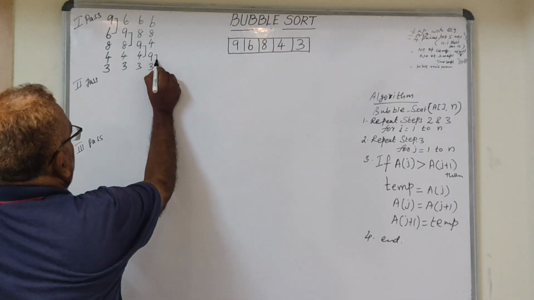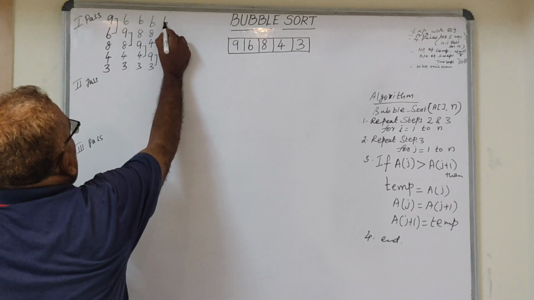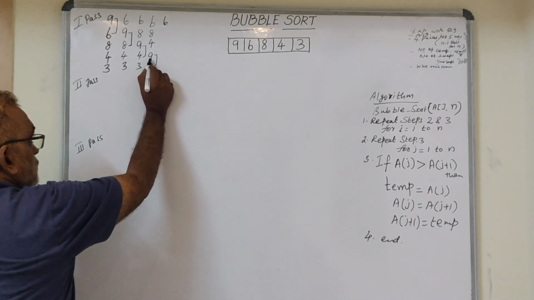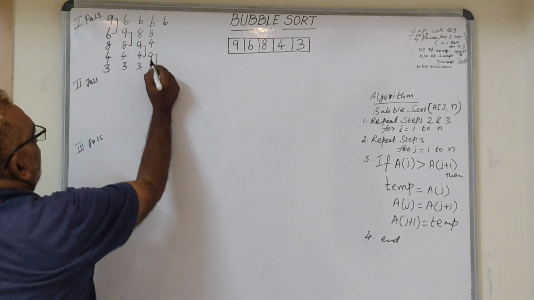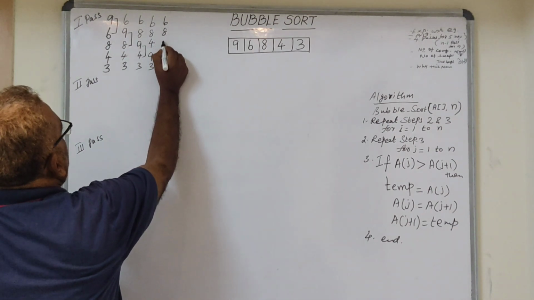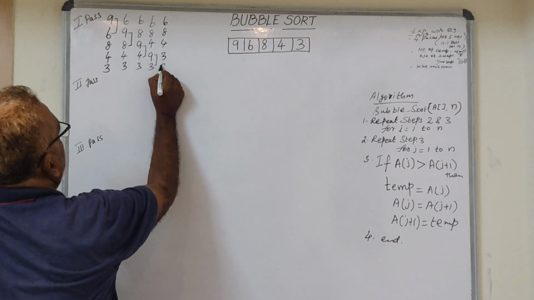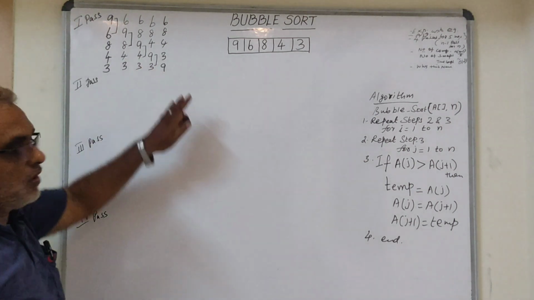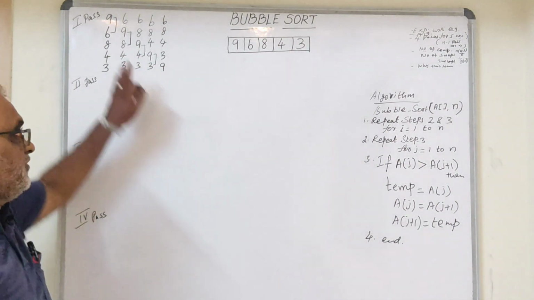Now at last, again check it. This is A[j], this is A[j+1]. So again the condition is true. You have to perform the swapping. So 6, 8, 4, 3 and this is 9. And this is what is called one pass. So this is the first pass.